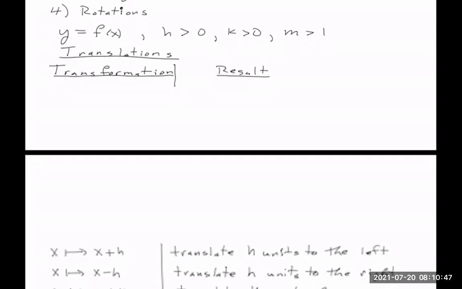So that I can tell you if I'm stretching or shrinking something, let me make definite statements. Let me just assume that h, k are greater than 0 and m is greater than 1. So first, let me discuss translations. I'll give you the transformation first, and then what results from that transformation.